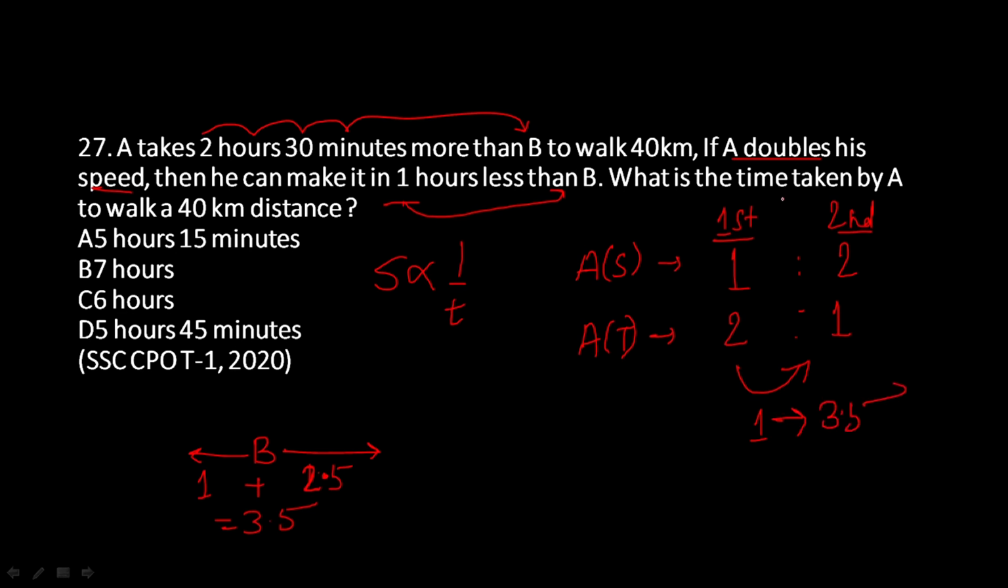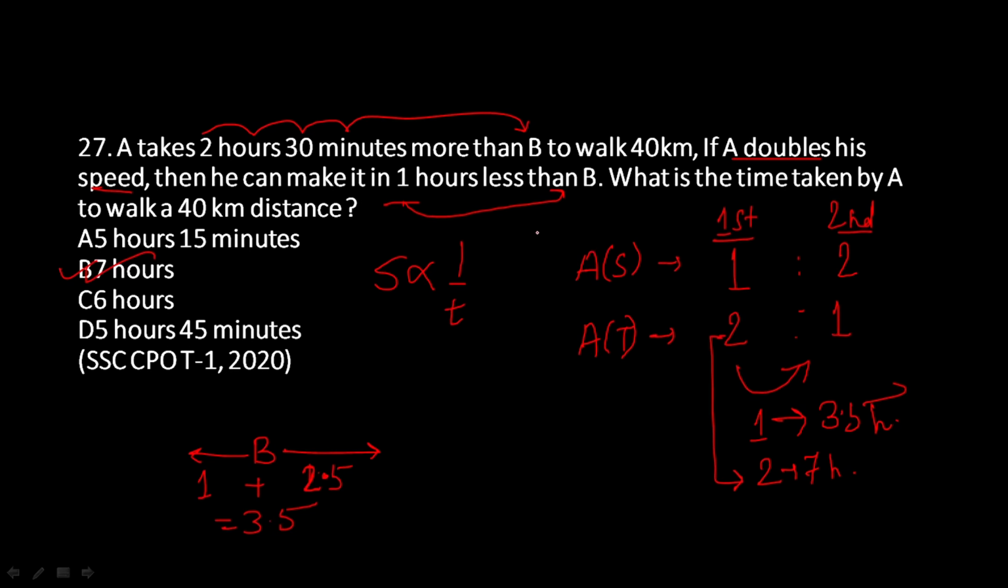The question is, what is the time taken by A to walk this 40 km distance? So this is taking 2 units. So 1 is equal to 3.5. So 2 will be 7 units, means 7 hours. Right? 1 is equal to 3.5 hours, so 2 will be equal to 7 hours. I hope it is clear to you. It is the shortest process to solve this question.